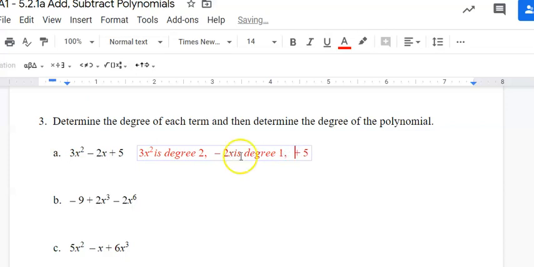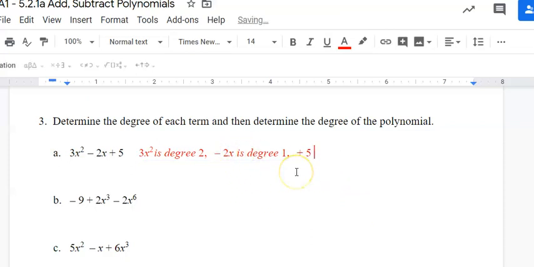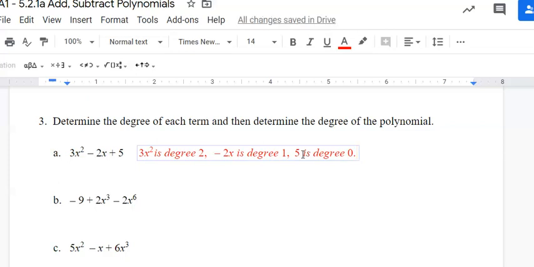Because the exponent, you can't even see the exponent on the x, but it is a degree 1 because there's only one x in this term. It's not x squared, x cubed, or x to the 4th. And then the 5, or the plus 5, you don't really need the plus. I'll take that out. The 5 is degree 0. That's because there is no variable x. That's like an x to the 0 is a 1. So you would say degree 0 if you don't see any x's in a term.